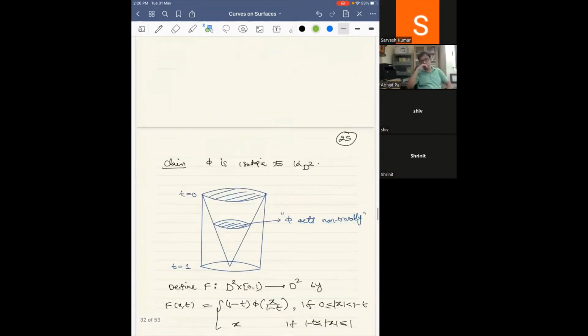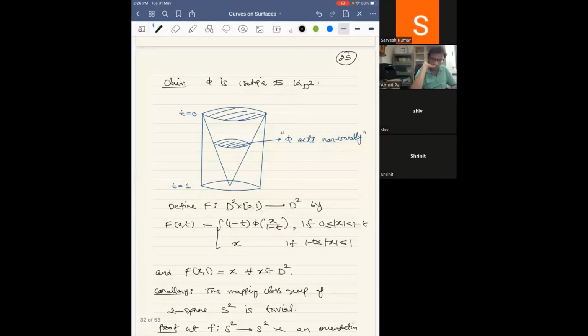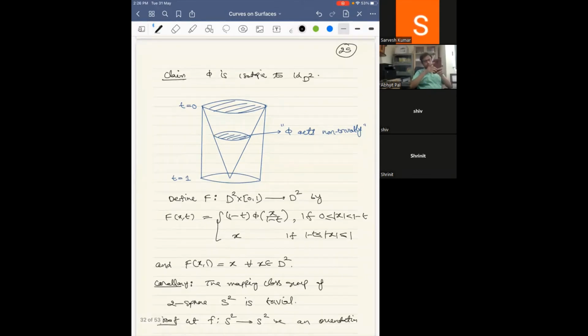picture which is from this textbook. So how do you look at it? Let us look at this cylinder, D2 cross [0,1]. And define this isotopy explicitly. So what you do? Let us define it from this D2 cross this interval closed on 0, open on 1, to D2 via this rule.